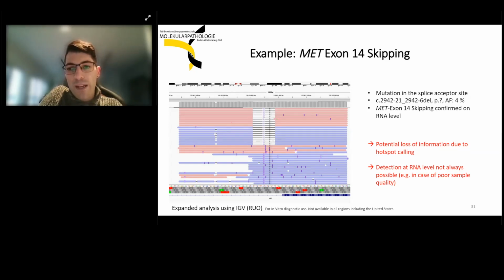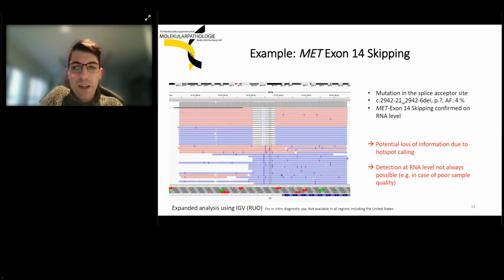The presence of MET exon 14 skipping could be confirmed on RNA level, which is part of the ODxET assay. However, the variant on DNA level could not be called by the ODxET assay because it was not located in the hotspot file. However, expanded analysis in the IGV clearly shows that there is a mutation at this point affecting the splicing of MET exon 14.